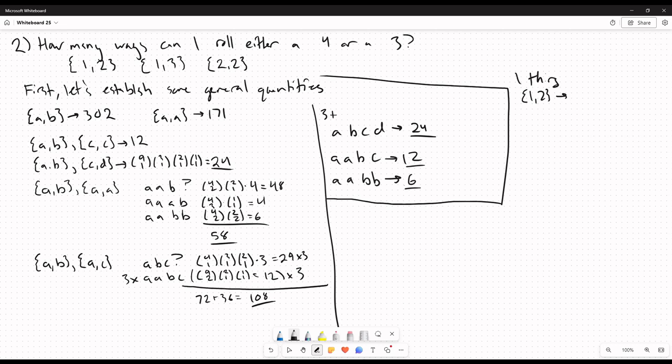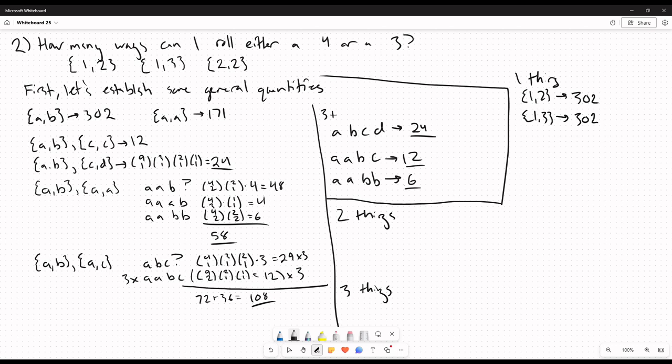Then I'm going to ask how many ways can I get 2 things? And then I'm going to ask how many ways can I get 3 things? And then I'll use inclusion-exclusion appropriately. So one thing, I might get a 1 and a 2. Those are 2 different numbers, so there's going to be 302 ways to get that. I might get a 1 and a 3. There are also 302 ways to get that.